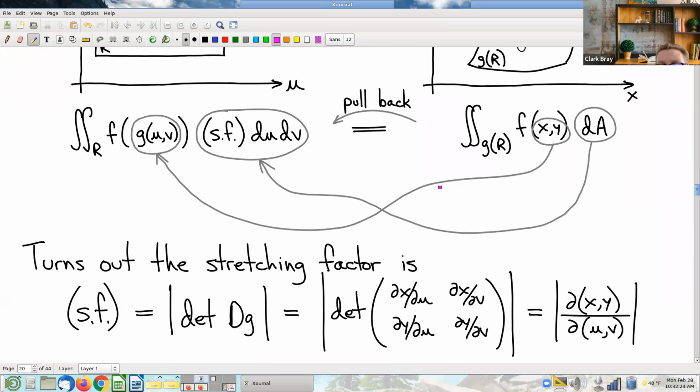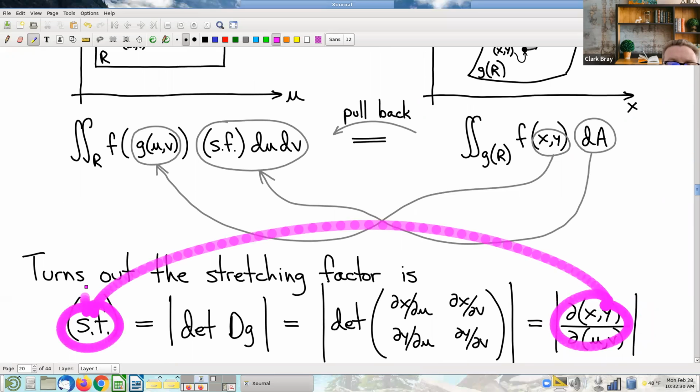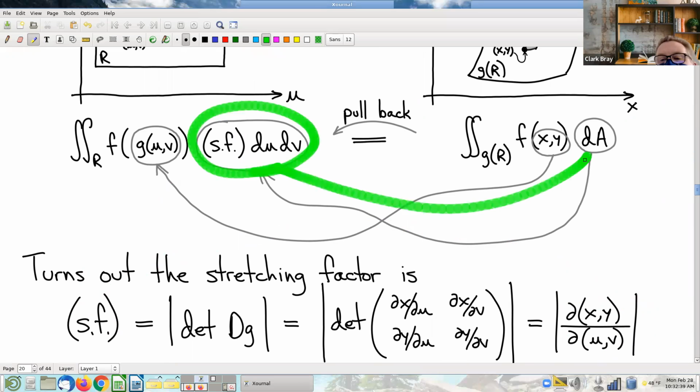Okay, so let me show you one of the ways in which this behaves like a fraction. Look at where the stretching factor goes, right there. When I write this equals that, what I get is the absolute value of the partial of X, Y with respect to the partial of U, V. That's what the stretching factor is, times du dv.